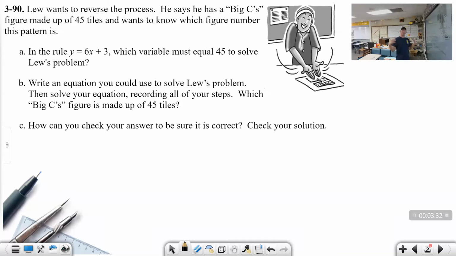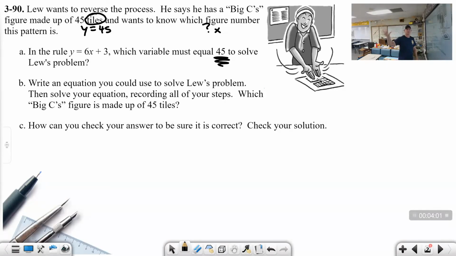Okay, going to the right. Lou wants to reverse the process. We're going backwards. He says he has a Big C figure made up of 45 tiles. That's y equals 45. And he wants to know which figure number. That's question mark x. We need to find x. In the rule, y equals 6x plus 3, which variable must equal 45? Well, it says it right here. 45 tiles, that's a y.